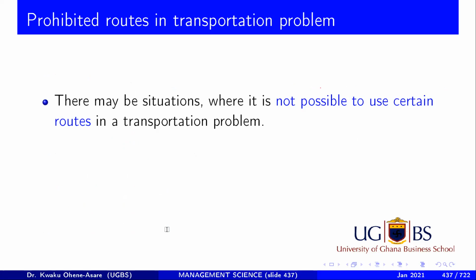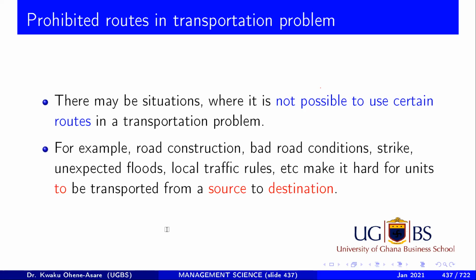All right. One more thing. Prohibited routes. And this is important. There may be some situations where it's not possible to route certain things in a transportation model. For example, road construction is there, so you can't move from Okonglo to Accra Mall. The road is blocked, and so the route becomes prohibited. Isn't it practical? The weather conditions are so bad that we cannot actually move. Now there's a strike going on in the area, so because of the strike, it's not possible. There are unexpected floods, local traffic rules.